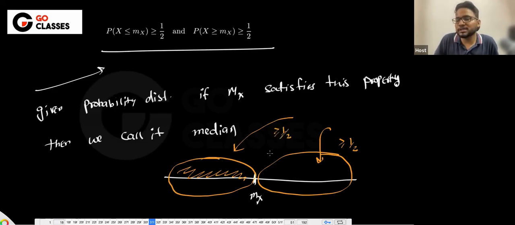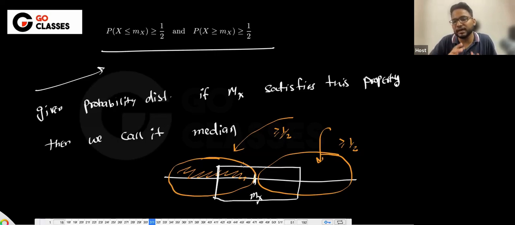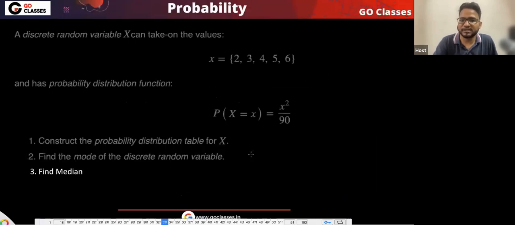How can both probabilities be greater than or equal to 1 by 2? The thing is that the median could be spread over multiple points. Basically, there are multiple points which have the same value as the median. So let's understand with an example, and then we will probably come back to this definition again. Let's first understand with the example, and let's just take this example.